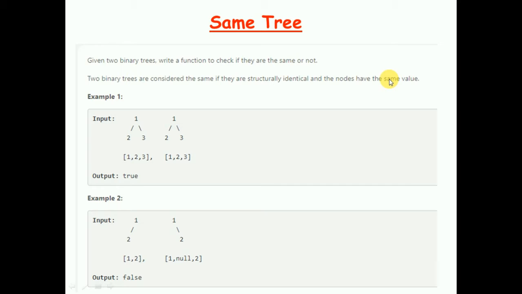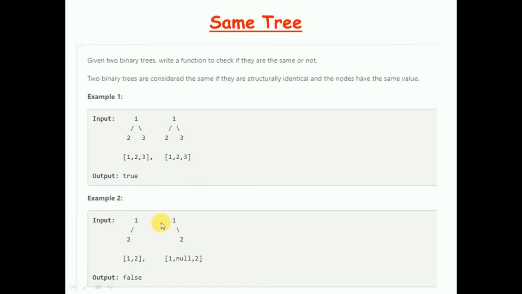Okay, so let's understand the problem. There are two binary trees given and we have to write a function to check whether the trees are the same or not, and the trees are the same whenever they are structurally the same. They have given two examples, so let's understand these examples also. Two trees are given, 1 2 3 and 1 2 3. You can clearly see that these two trees are identical, so they are the same, so we have to return true here, which is a boolean type.